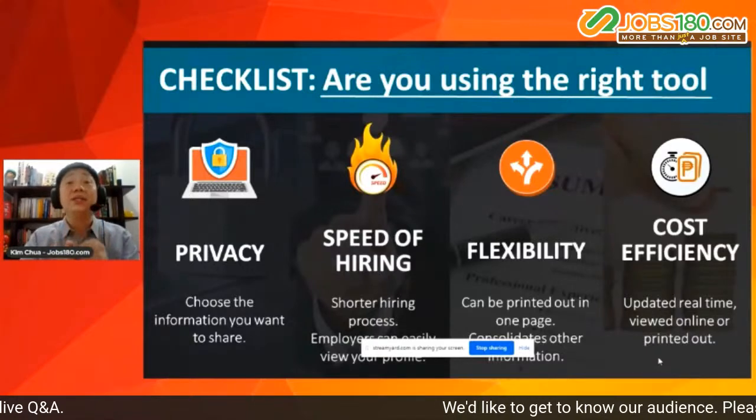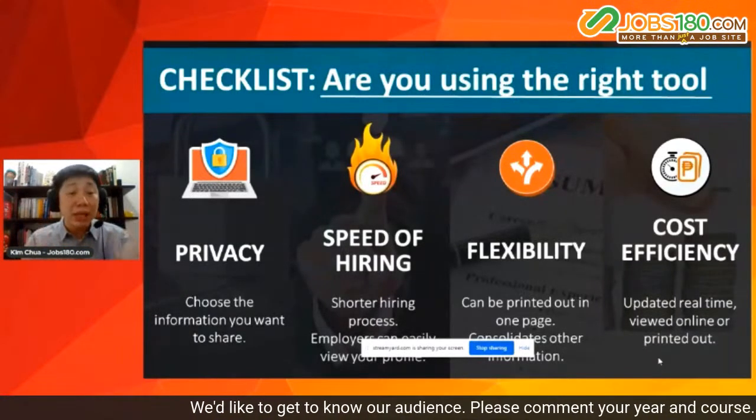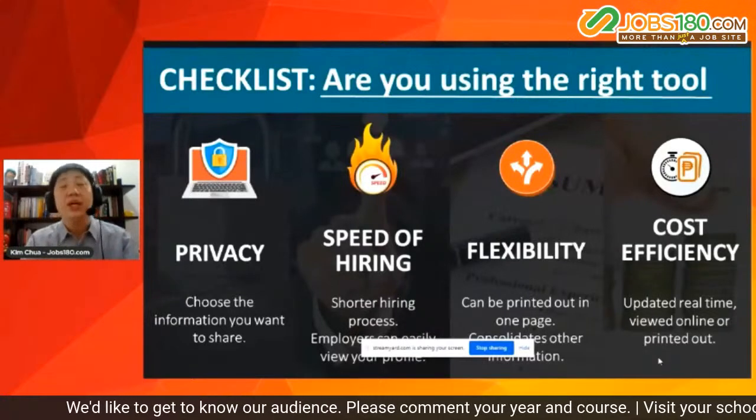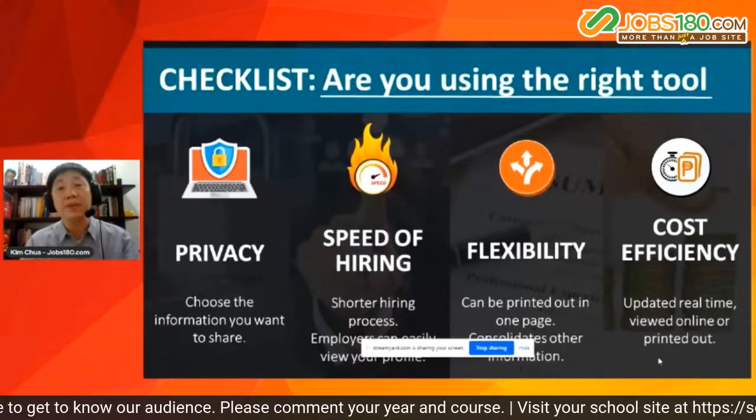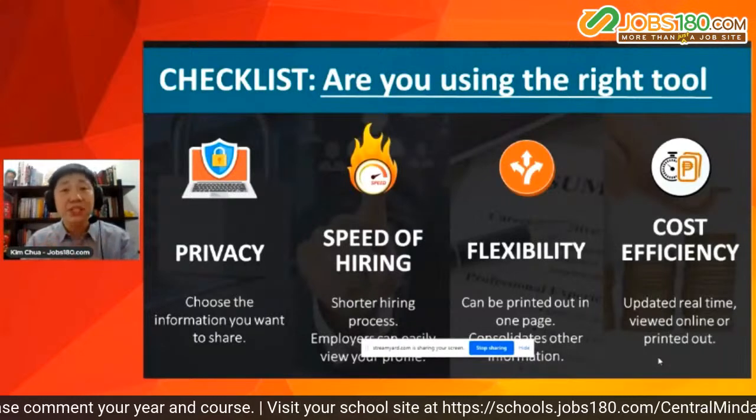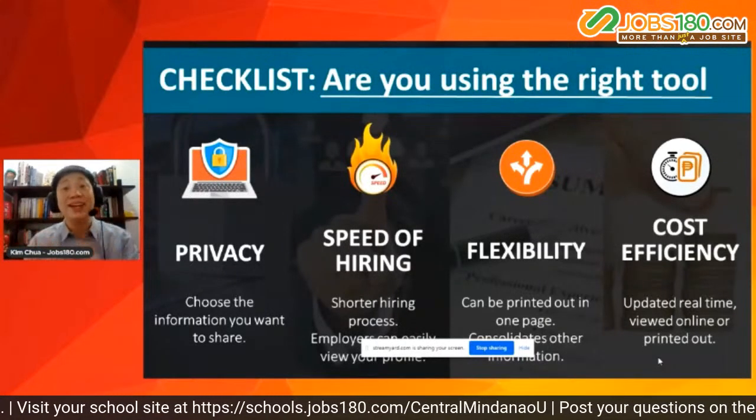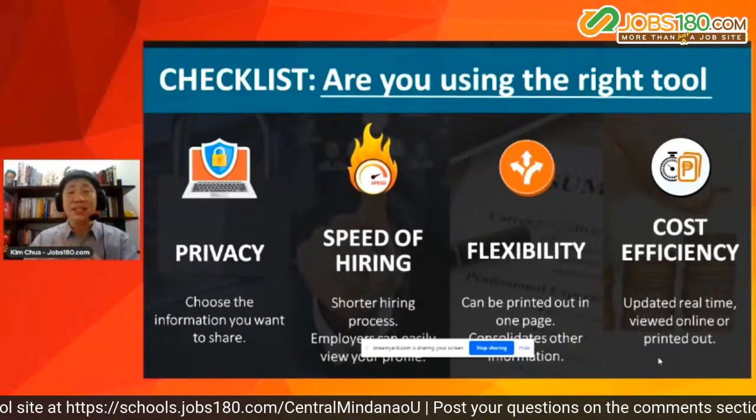Number 1, security ng information mo. I hope by this time, you have peace of mind. Ito na ang pinaka-secured na information because you have the ultimate control over your privacy setting. Pangalawa, the speed of hire becomes faster. It becomes more efficient because whatever you need, whatever the HR needs, you can already put it inside the resume link. Another thing is that it's flexible.